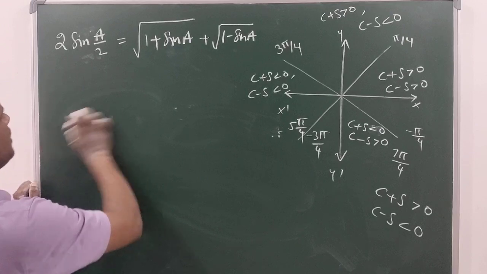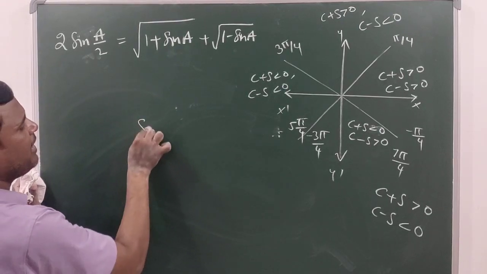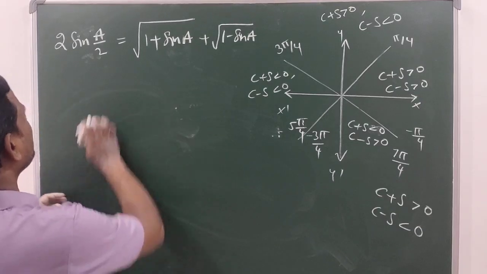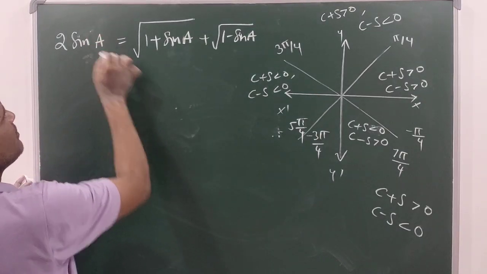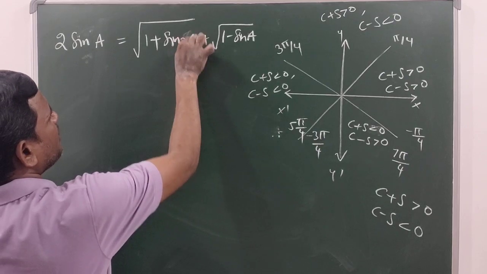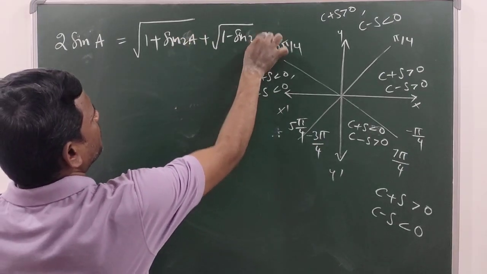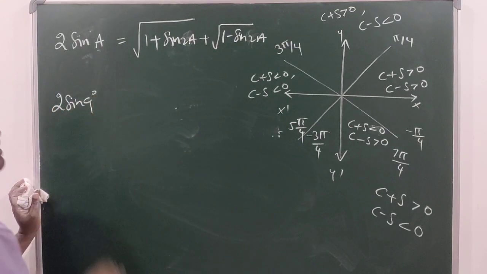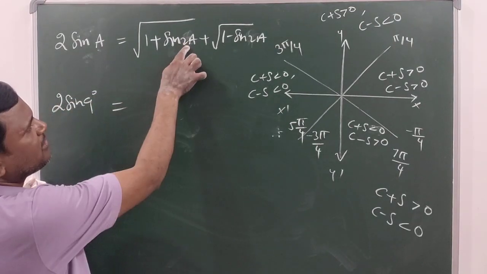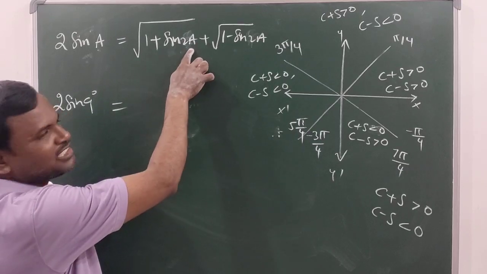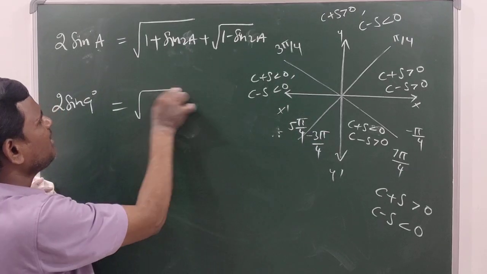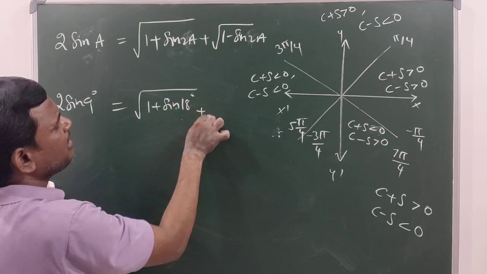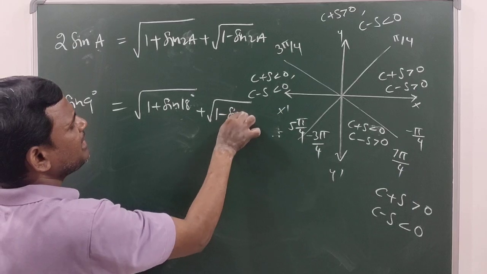Sometimes they may give you, okay, find sine 9 degrees. Same as the previous one. So here what do you have to take? Angle A. So in such a case what do you have to write here? 2A. Now put A equal to 9 degrees. Sine 9 degrees. So here write, same as the previous one, 2 nines are 18. So what do you get? 1 plus sine 18 degrees, and here 1 minus sine 18 degrees.